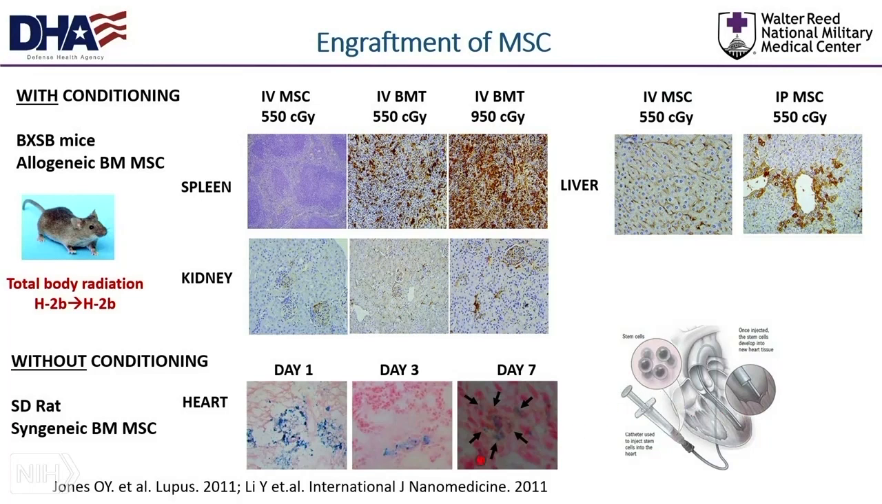These are single cell suspensions. And without any conditioning, you can see some cells remaining, but these cells are gone by the end of the first week, and the remnants of these cells are usually found in the macrophages. So without conditioning, it's very difficult to engraft.